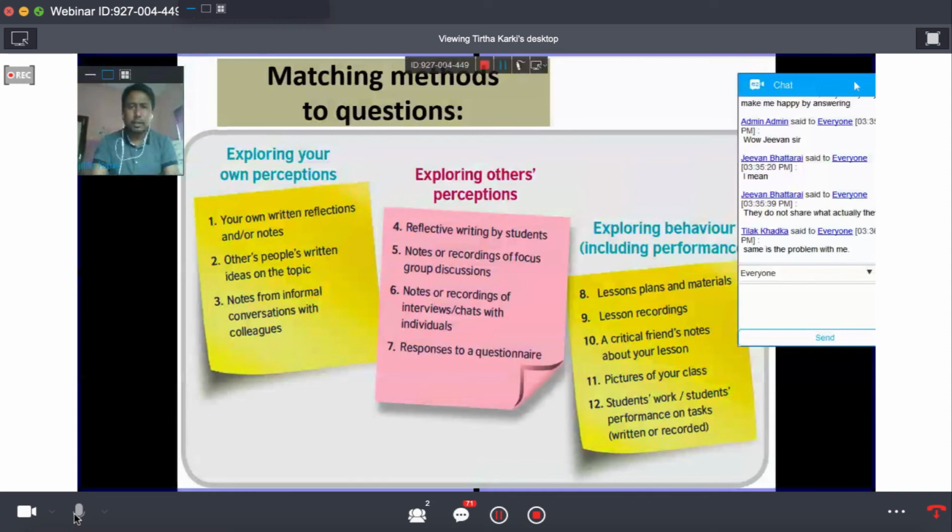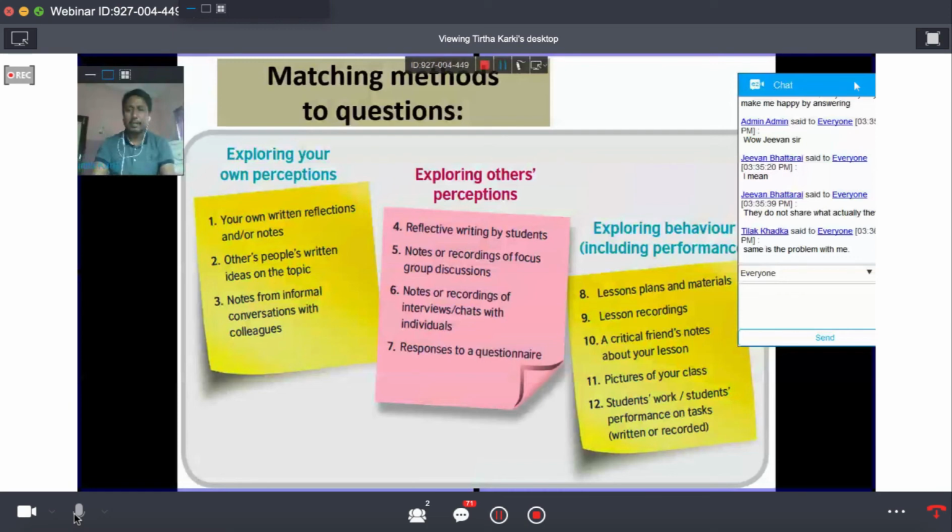Exploring others' perceptions, in this case, we can get responses from the students, or reflection from the students. Reflection from the students means what the students feel about the activities the teachers have been using in their classroom. Notes or recording of focus group discussion with the students. What do the students think about the situation in the interview or focus group discussion. Notes or recording of interviews and chats with individuals, and responses to the questionnaire. While responding to the questionnaire as well, the students share their perception.